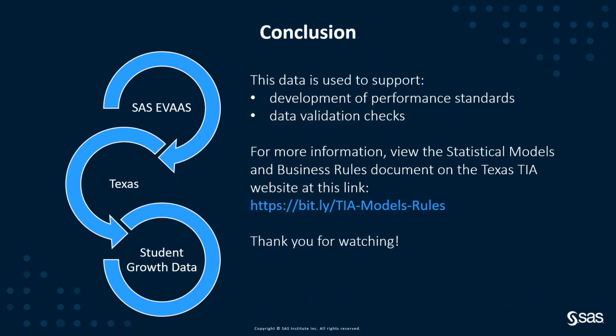In conclusion, EVAAS partners with Texas to provide student growth data that represents one measure of teacher effectiveness. This data is used to support the development of performance standards and data validation checks for the teacher incentive allotment. More detailed information can be found on the resources page of the Texas Teacher Incentive Allotment website. The link on your screen will take you directly to the statistical models and business rules document. We hope this video has been a helpful guide in outlining how EVAAS measures student growth and how this data informs the TIA process. Thank you for watching.